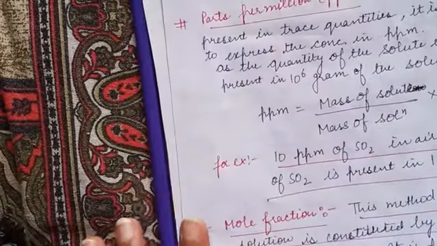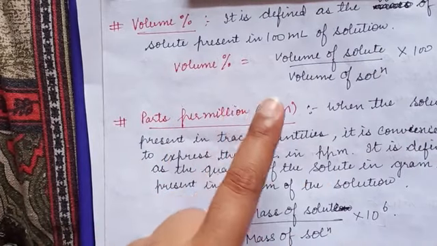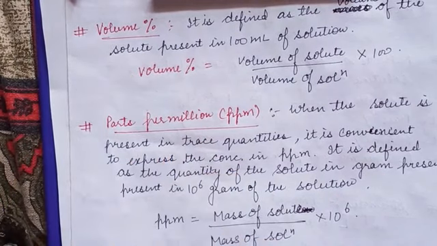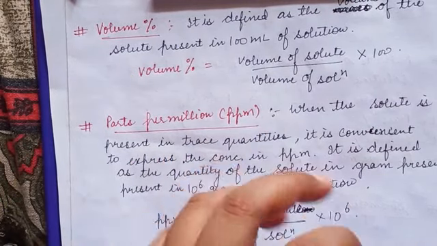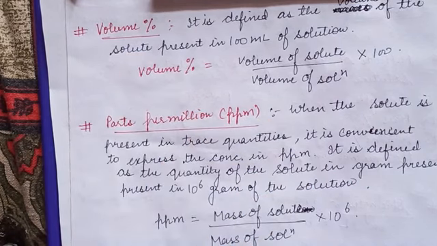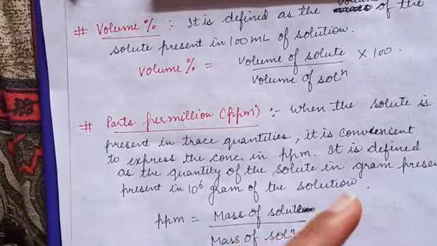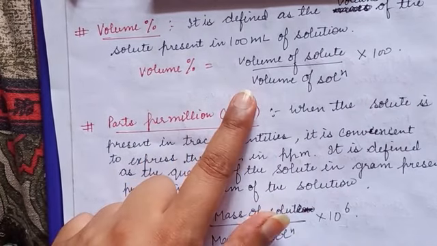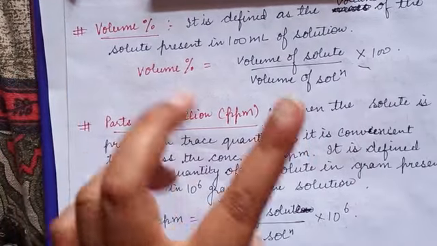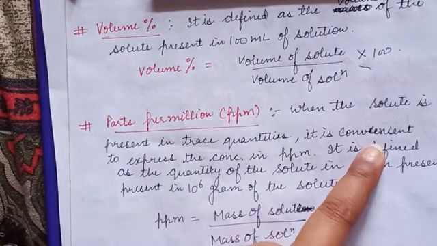The next method of expressing the concentration is volume percent. It is defined as the volume of the solute present in 100 milliliter of the solution. See, when we take the mass percentage, we have to take the mass of the solute. Now if we are taking volume percentage, then we'll consider the volume of the solute. Volume percent is volume of the solute divided by the volume of the solution into 100. Once again, volume of solute divided by volume of solution into 100.